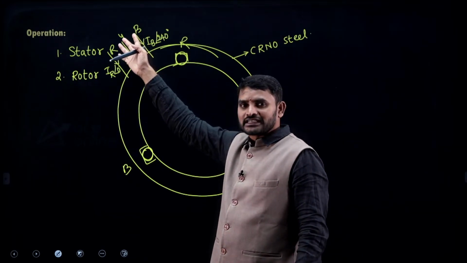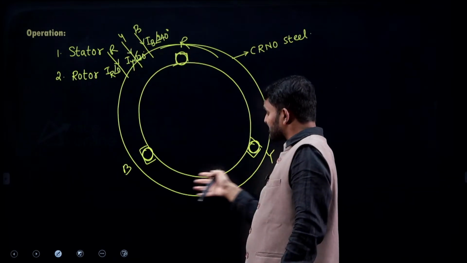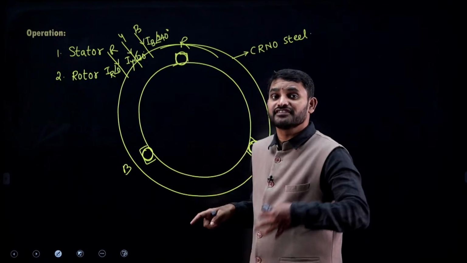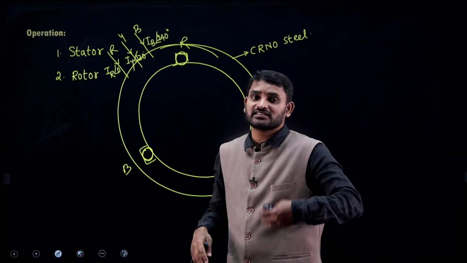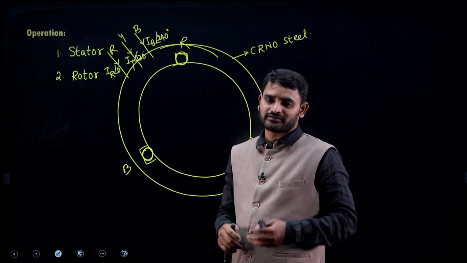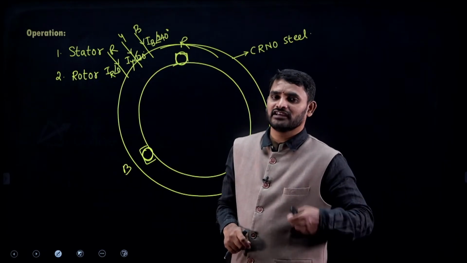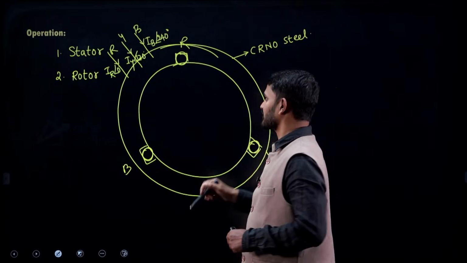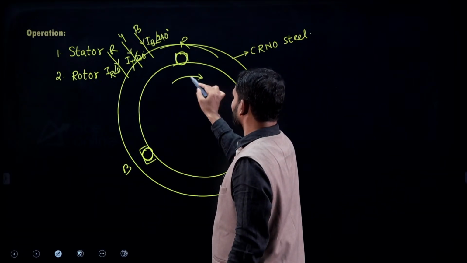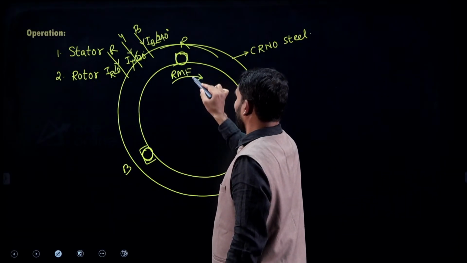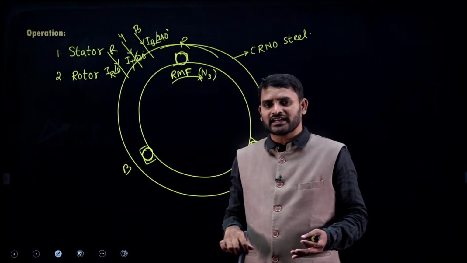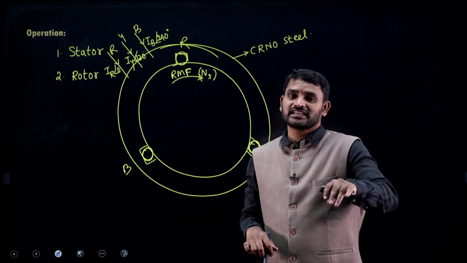Whenever time displaced currents are flowing through the space displaced windings, remember these windings are displaced physically and the currents are displaced timely, a rotating magnetic field will be produced, remember that. So, 3-phase currents flowing through the 3-phase windings will create a rotating magnetic field, and the speed of the rotating magnetic field we call as synchronous speed, remember.